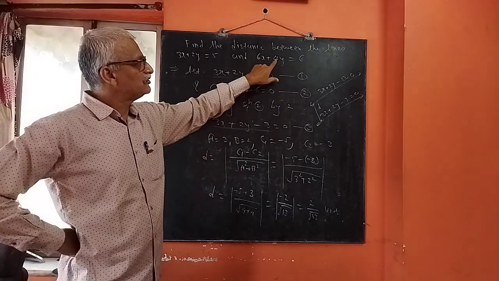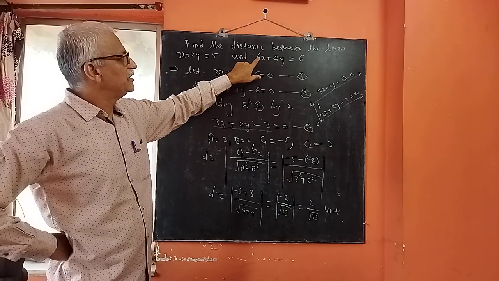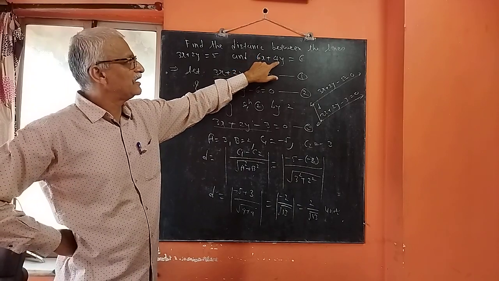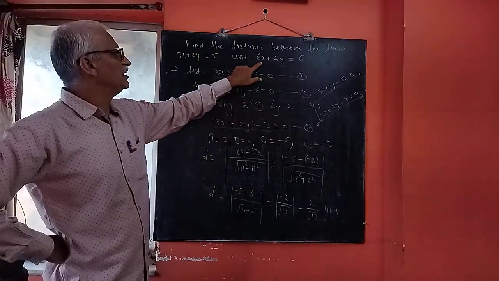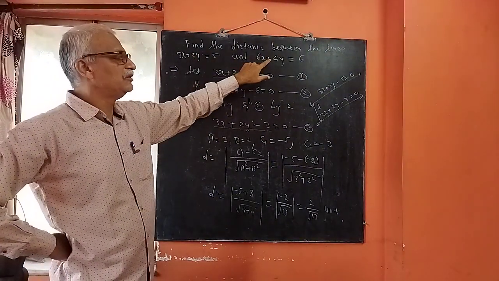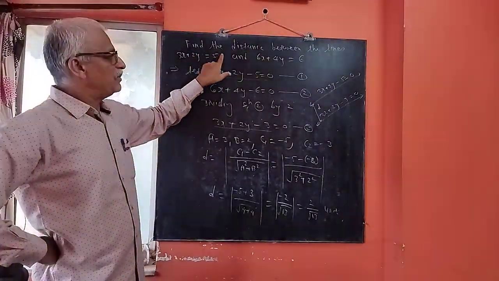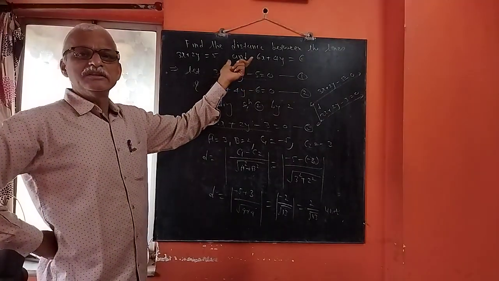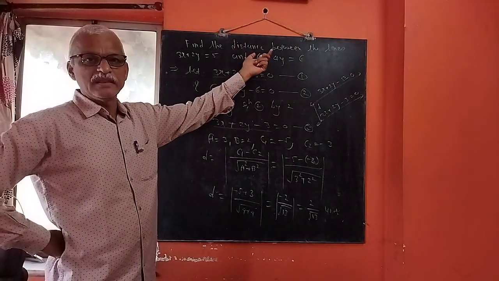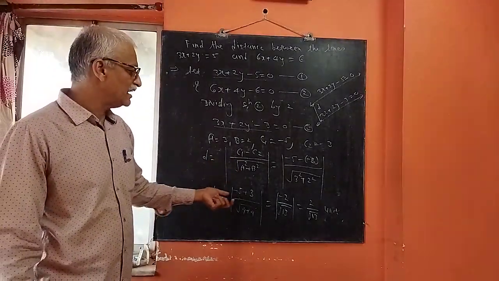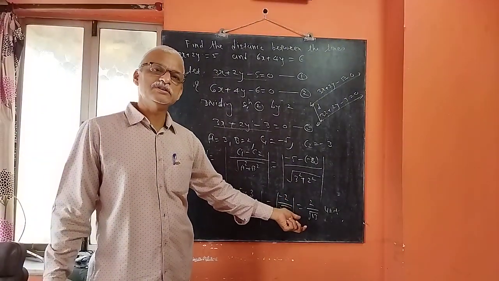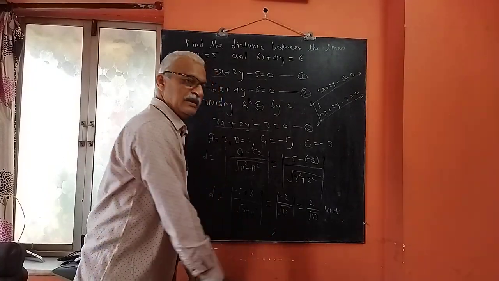If you divide equation 2 by 2, this equation will be 3x plus 2y equals 3. So again the coefficient a will be 3 in both equations and b will be 2 in both equations. Depending on multiplication and division, you will get the values of C1 and C2. Substitute all those values in this formula, you will get the value of D as equal to 2 upon root 13 units. And that's it.